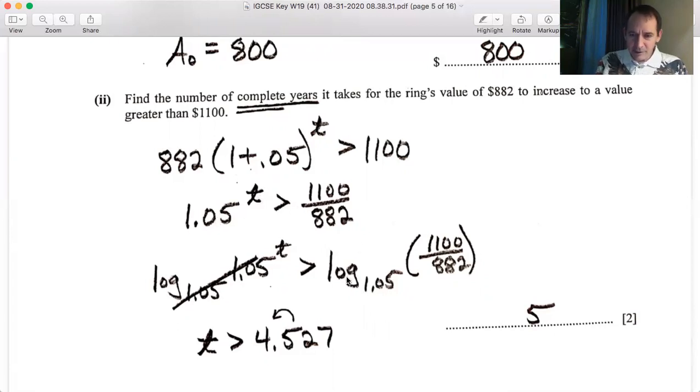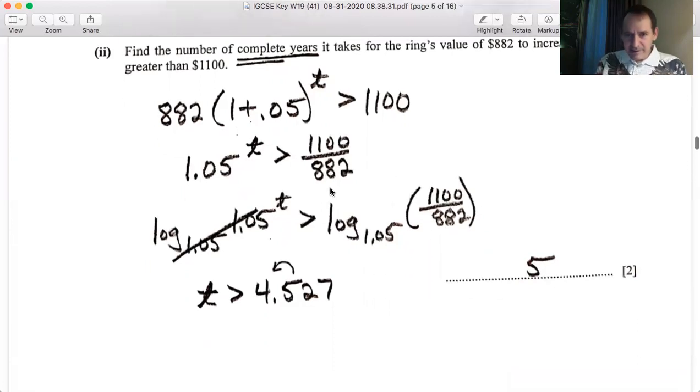So you have log, 1.05 goes in the little box, and then this 1100 divided by 882, or if you had it as a decimal, you put that in the big box. And when you calculate that on your calculator, you should get 4.527. Notice it says find the number of complete years that it takes to exceed 1,100. So you round this up to 5 years.